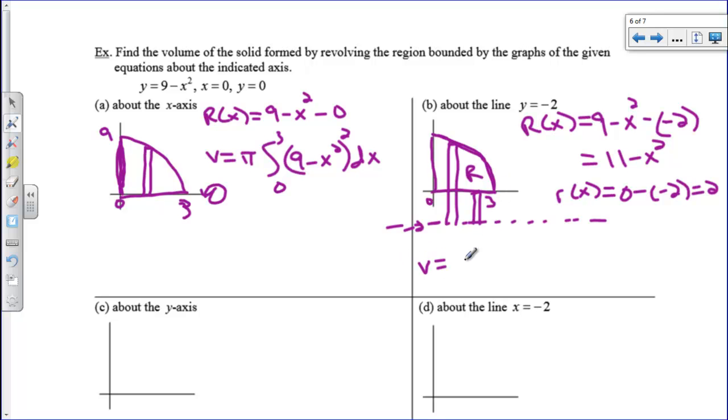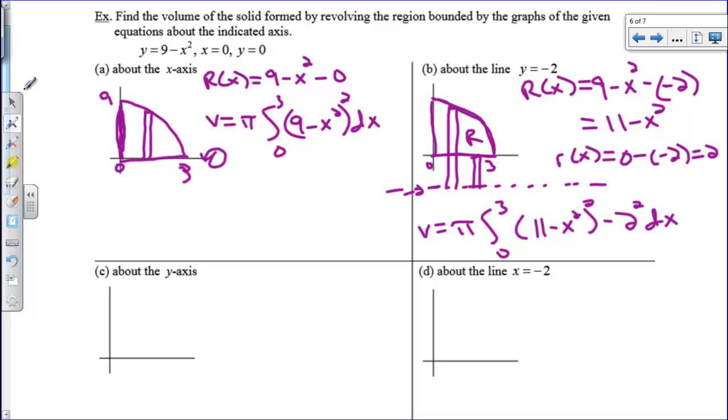So my volume is going to equal pi times the integral from, we're still letting all of these representative rectangles range from 0 to 3, of my formula: outside radius squared minus inside radius squared. We subtract this off because there's a hole in the solid. And again, I'm not going to work that out. I'm going to let you do that.